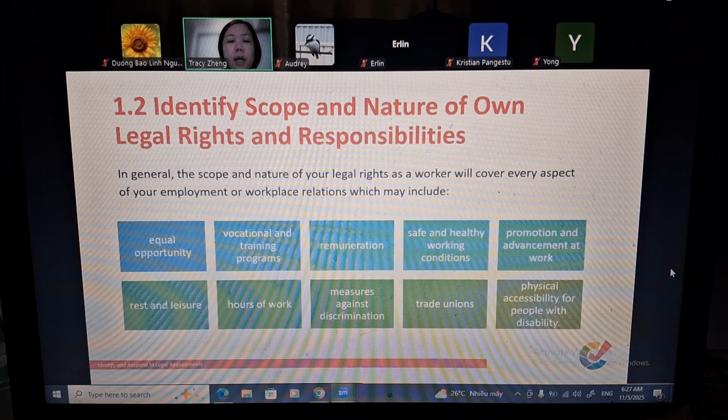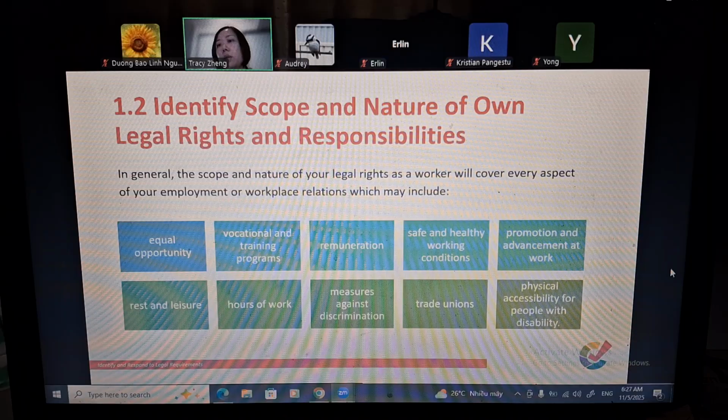And also you are entitled to work in safe and healthy working conditions, right? If your employer asks you to work somewhere unsafe, then you do have the right to refuse to work there, right? So your employer needs to make sure the workplace you are working in is safe and healthy, right? And definitely promotion and advancement at work, or rest and leisure.